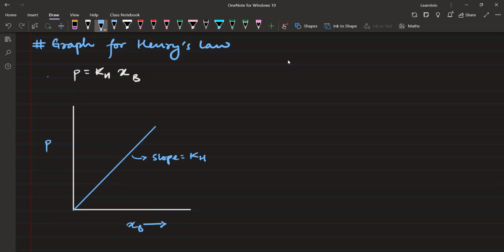Now there can be another graph, that is, आप इस equation को ऐसे लिख सकते हैं, P is equal to KH into 1 minus chi A, because chi B plus chi A is equal to 1, तो 1 minus chi A is equal to chi B. अब यहाँ पे please देखिए, इसको ऐसे लिखते हैं, P is equal to KH मल्टीप्लाई किया माइनस के एच इंटू chi A.